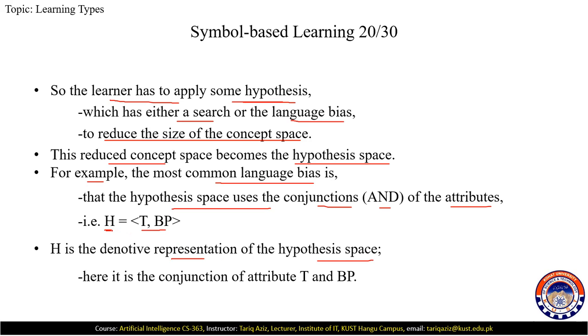So H means hypothesis space, and two attributes are used here. One of them is the temperature and the other one is the blood pressure. Now if you look at the comma here, then what is this? We can say that this is the conjunction of attributes T and BP. Okay, so this complete statement, basically what is this? The conjunction of the attributes temperature and blood pressure. So this is the way of using the conjunction of attributes.